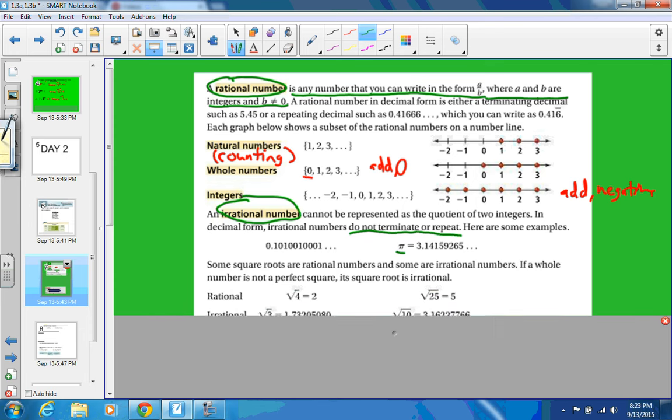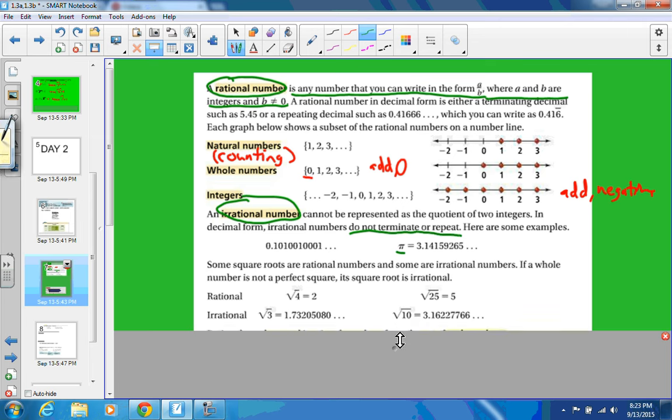We talked about perfect squares last time. Irrational ones would be like the square root of 3. If you put it into a calculator, the square root of 3 is a really long decimal that never ends. Square root of 10 would work. Square root of 2 would work. None of those are perfect squares, so they're going to be irrational numbers.